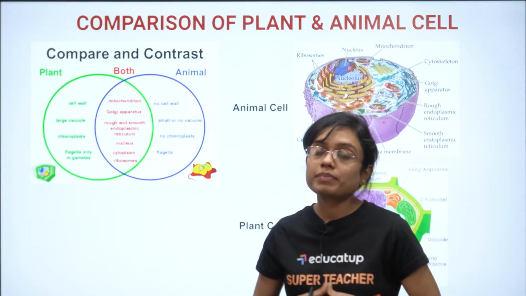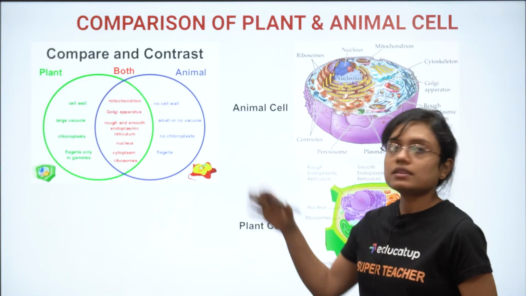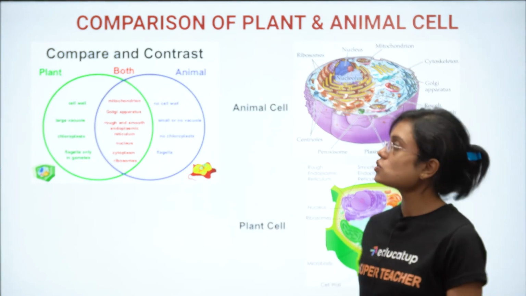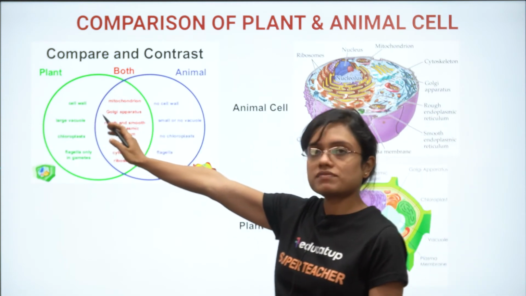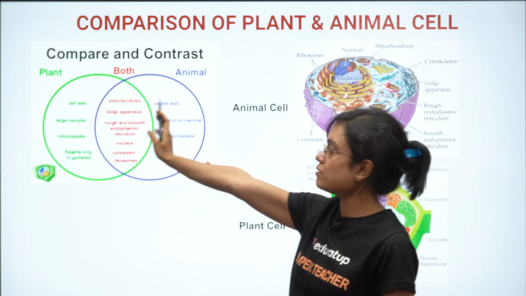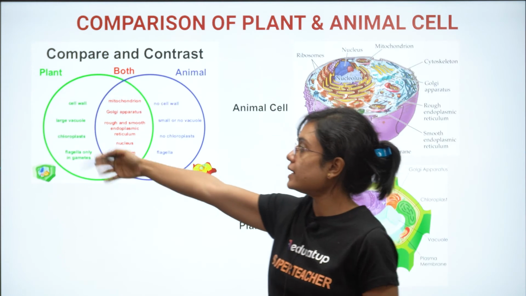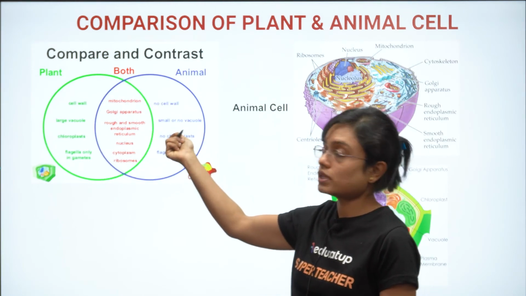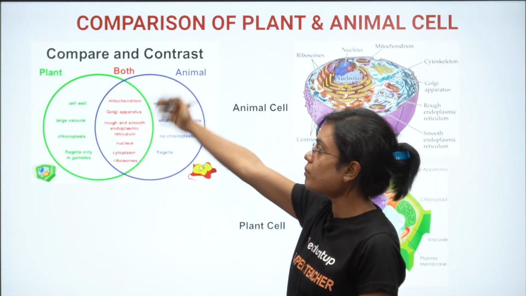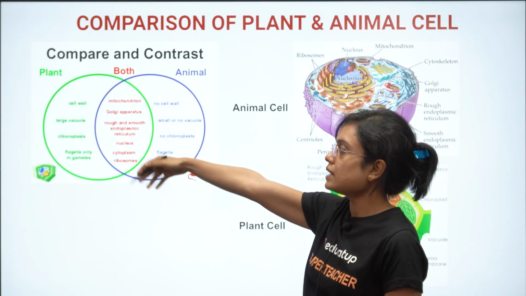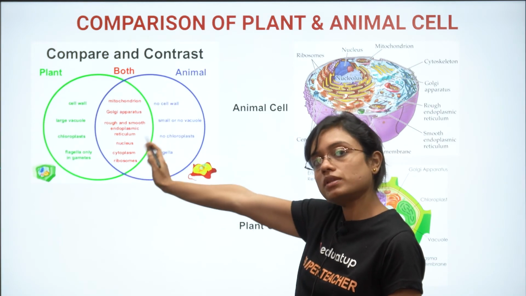Now, comparison of plant and animal cell. If we compare and contrast both plant and animal cell, in plants you have a cell wall, but in animal cell you do not have a cell wall. Then in plants you have a large vacuole, in animals you have a small or basically no vacuole. Then in plants you have chloroplasts, in animal cell you do not have a chloroplast. In plant cell flagella are present only in gametes, but in animal cell flagella are present. Commons are mitochondria, Golgi apparatus, then rough and smooth endoplasmic reticulum, nucleus, cytoplasm and ribosomes. These are common in both.